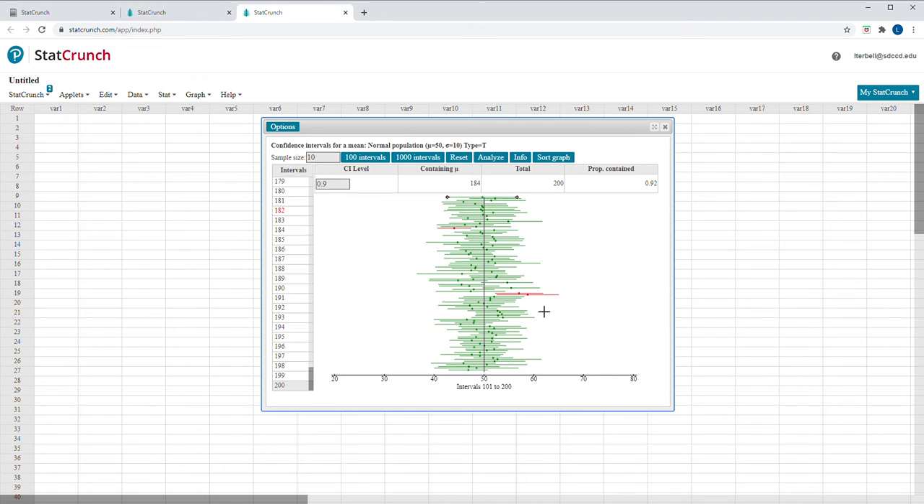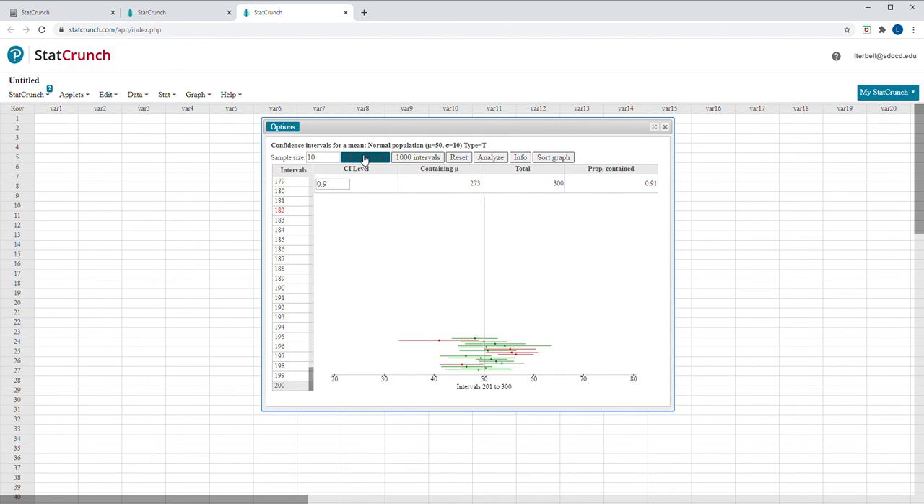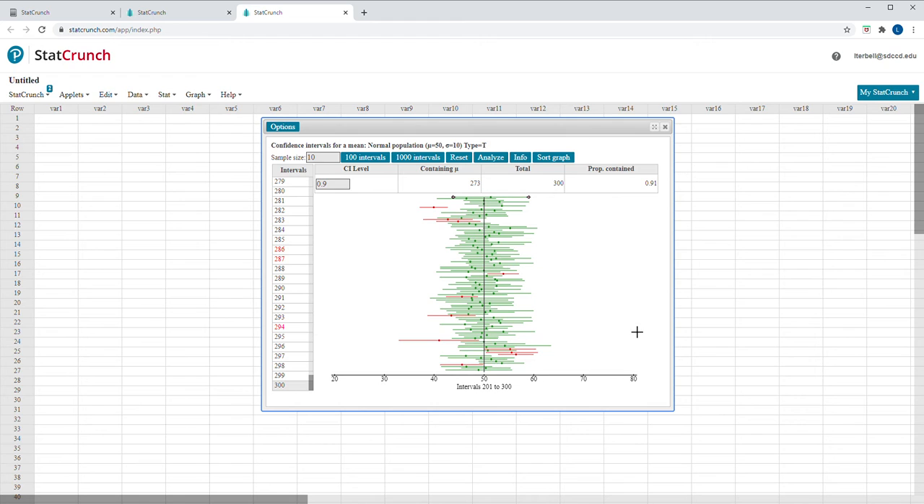Okay, actually this time we got only three red ones that don't contain mu. So overall we have 92%. Let's try 100 more. Okay, this time we had a lot more red ones. I think 11 red ones, so that would be 89% green. So our overall percentage is 91%. So the theoretical percentage that should be green would be 90%.